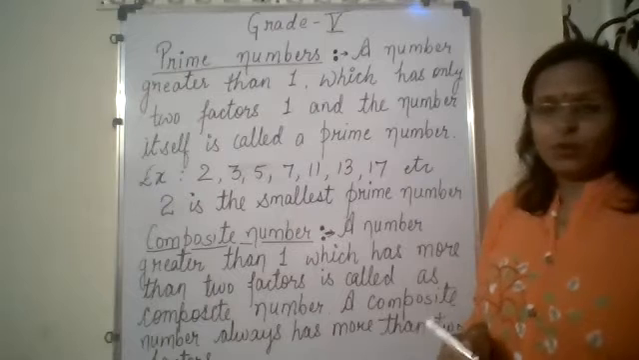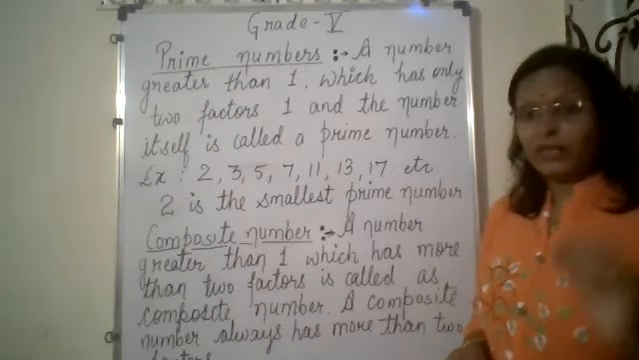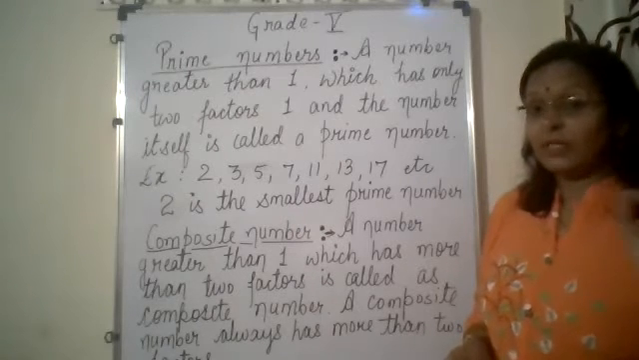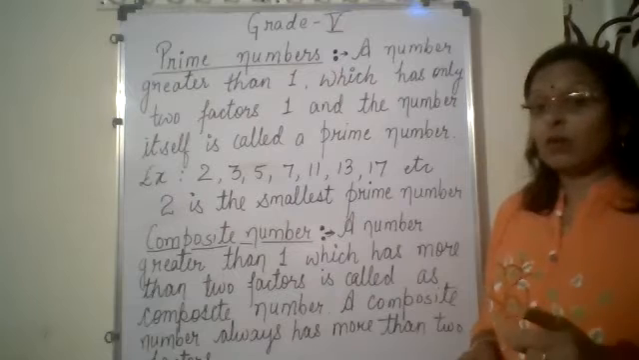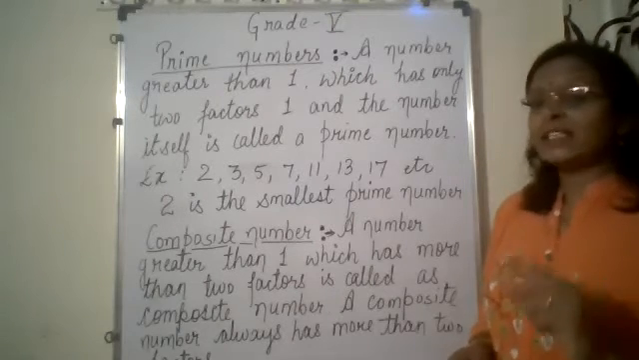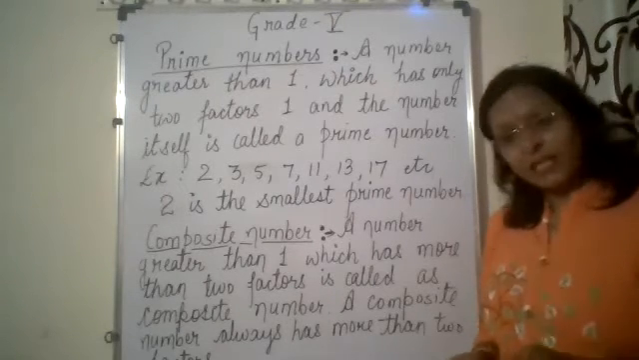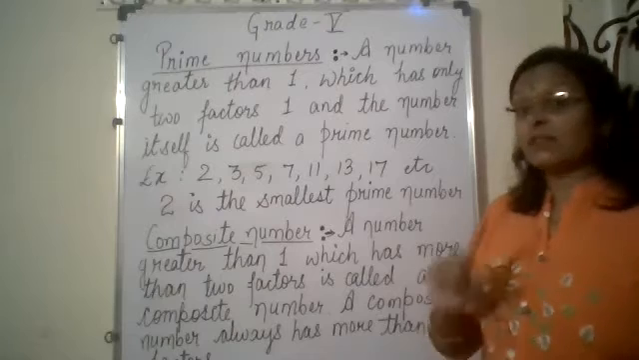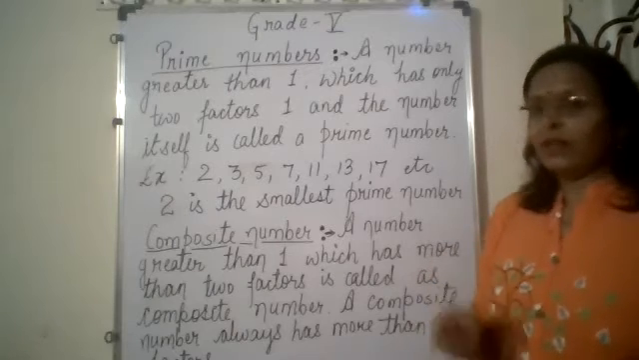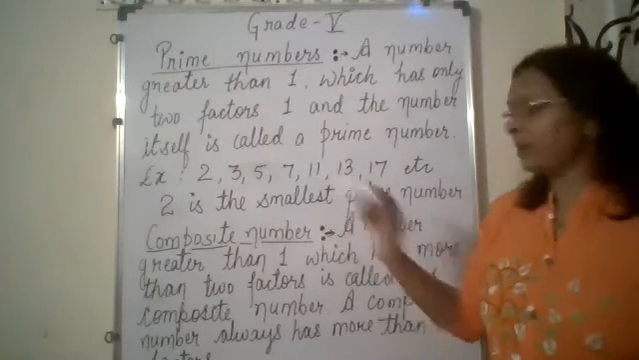But whatever examples I have given here, if I take any number between them, okay, let me take number 6. So 6, 1, but 6 also comes in the table of 2. 6 also comes in the table of 3. And 6 comes in the table of 6 itself. So 6 has more than two factors, right? So 6 is not a prime number.